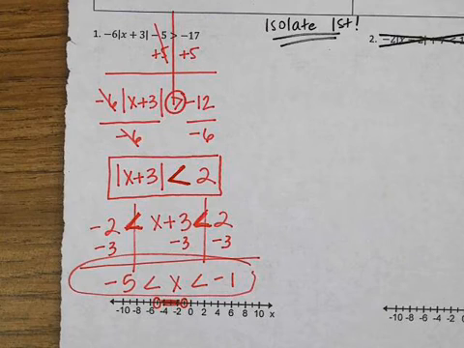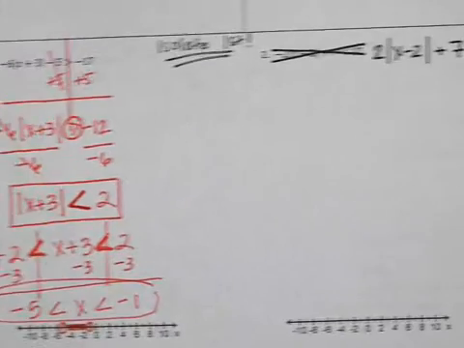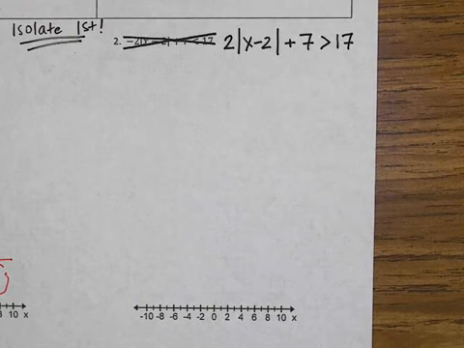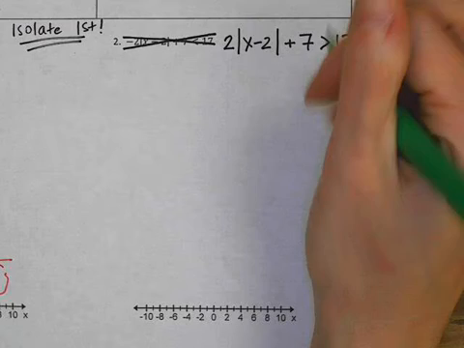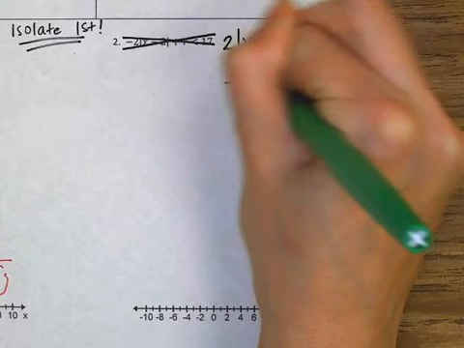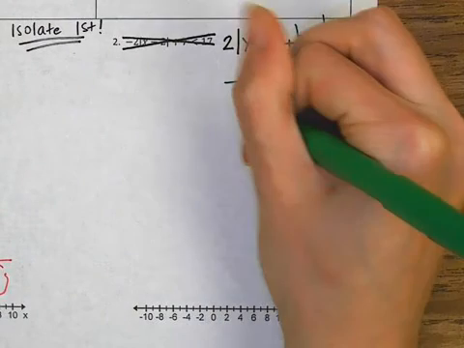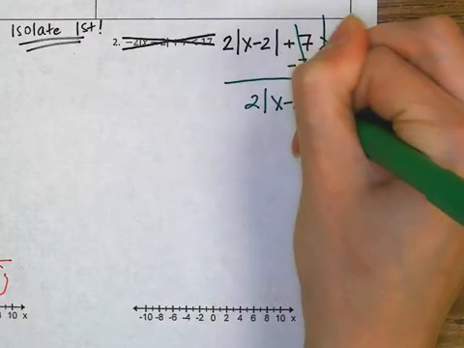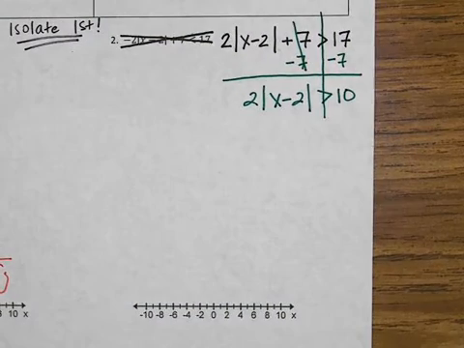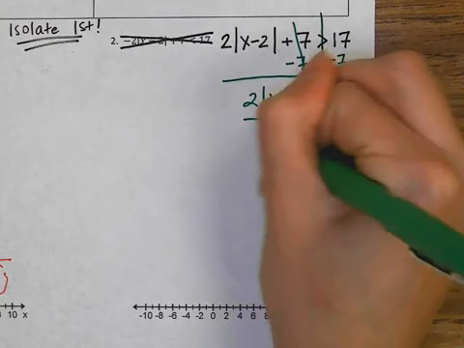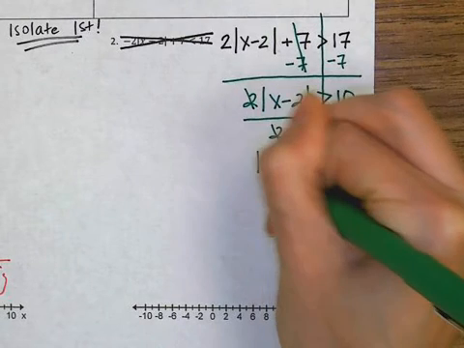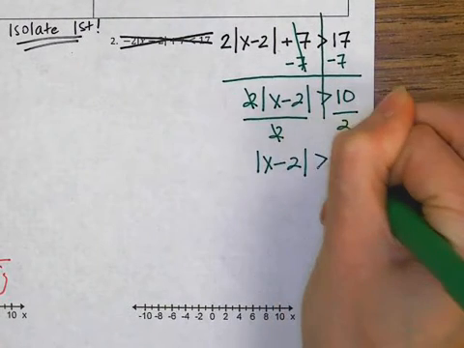Okay, but now let's try 2. And please, I hope you guys had changed number 2, right? There was a typo. Make sure you change number 2. And same thing, isolate first. So we're going to draw the wall, and to start isolating, minus 7 from both sides. And we get 2, absolute value of x minus 2 is greater than 10. And then to finish isolating, divide by 2, divide by 2. And we're left with absolute value of x minus 2 is greater than 5.